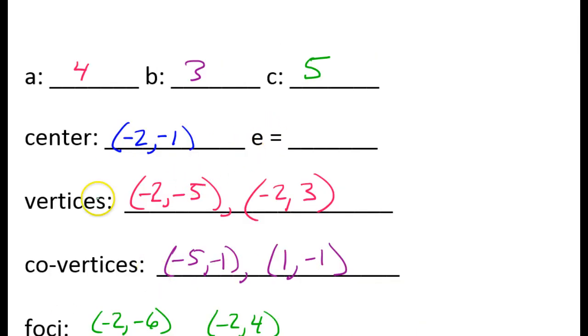I almost forgot the eccentricity on this problem. Eccentricity is just c over a, so that's just going to be 5 over 4. Kabam.